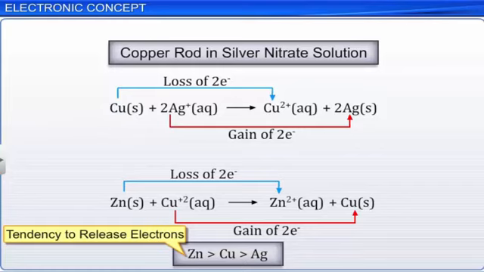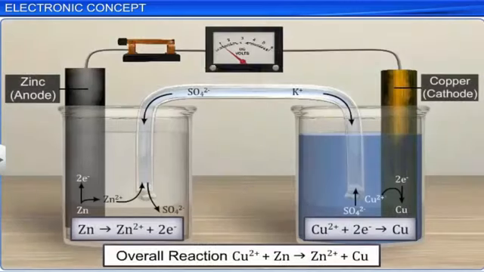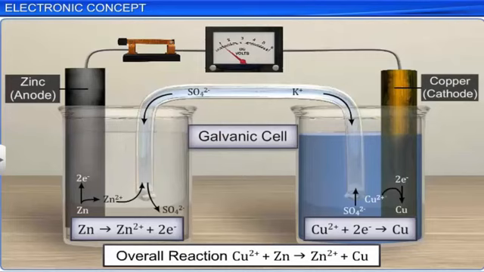Depending on the tendency of the metals to release electrons, metals are arranged in the form of a series. The series obtained when the metals are arranged in the decreasing order of their ability to donate electrons is known as metal activity series or electrochemical series. Thus, the knowledge of competition between the metals to release the electrons helps us to construct galvanic cells in which the chemical energy is converted into electrical energy.